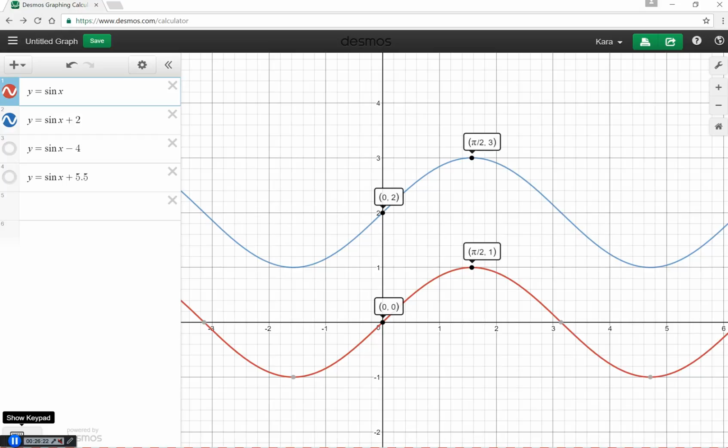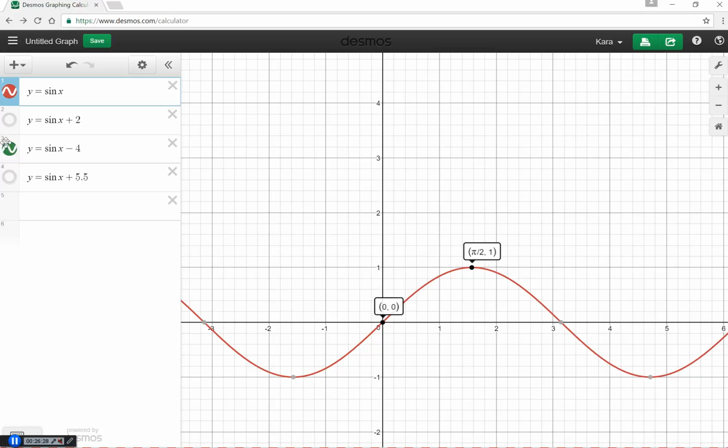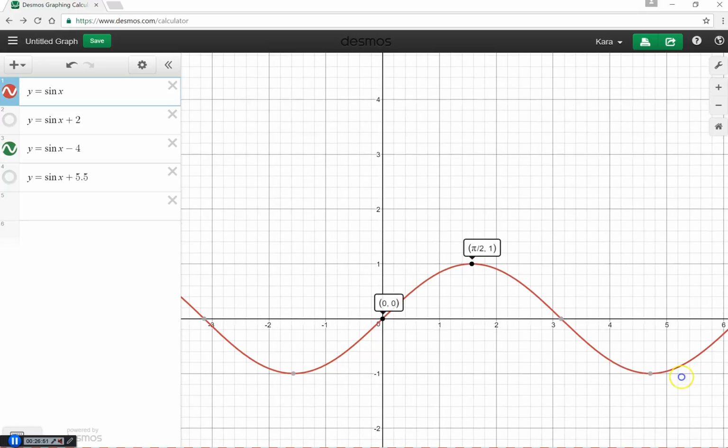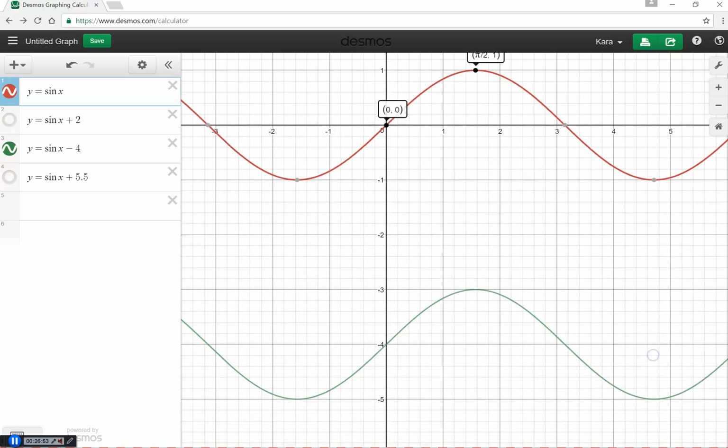Let's take a look at what happens when we turn on the third graph here. I'll turn this one off and turn on y = sin(x) - 4. I can't even see that one. So why would that be? Well, maybe because my graph only goes down to negative 2. So if y = sin(x) + 2 moved my graph up to a y-intercept of 2 and shifted everything up, as well as my maximum value from 1 to 3, so that went up 2 as well, maybe this is down at negative 4. Oh, and there it is.